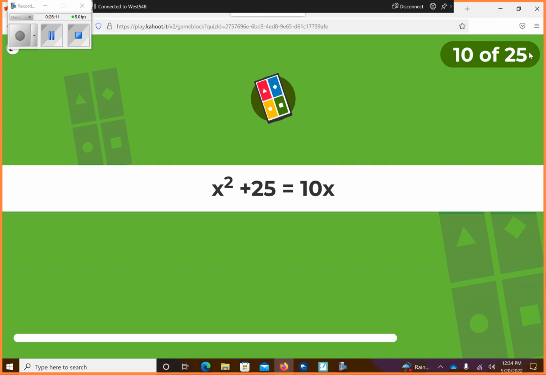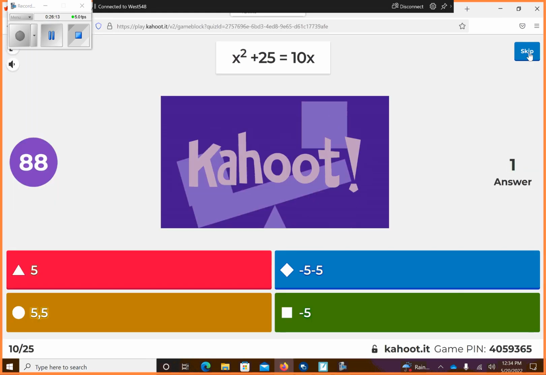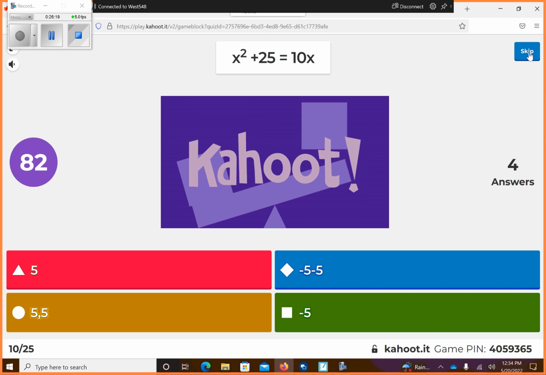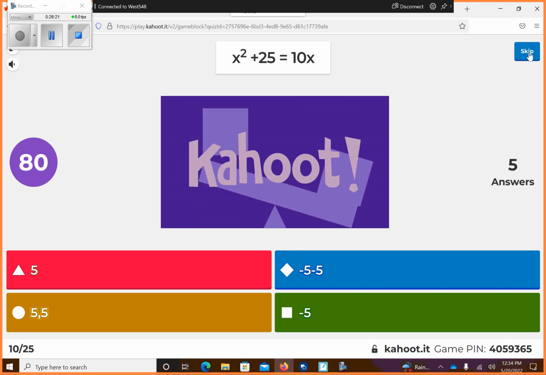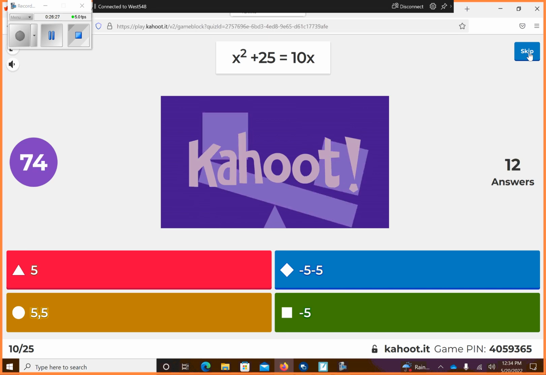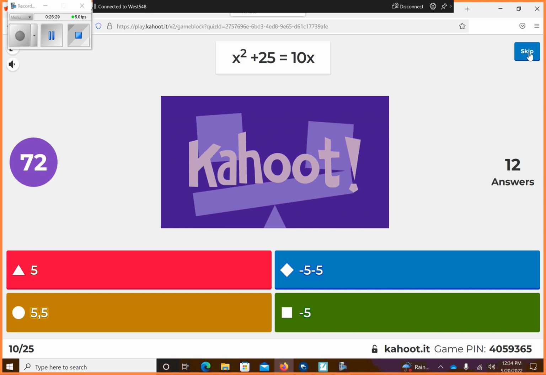All right, make sure you subtract 10x. So you get x squared minus 10x plus 25. So what two numbers multiply to get 25 and add to get negative 10? Negative 5, negative 5. x minus 5, x minus 5. So x minus 5 equals 0. Add 5 to both sides. So there should be 2 answers. They're both on the left. One's a triangle or a circle.